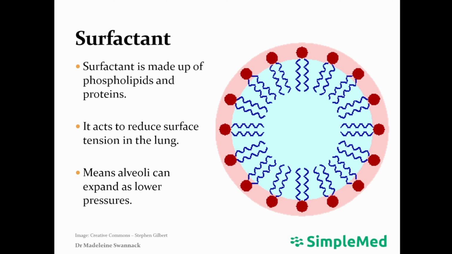Surfactant is made up of a mixture of phospholipids and proteins and plays a key role in reducing the surface tension within the lungs. Due to its hydrophilic and hydrophobic portions, it lines the surface of the fluid within the alveoli, reducing the surface tension. This means that the alveoli are able to expand at lower pressures, which is helpful on reinflation of the lung at the end of expiration.